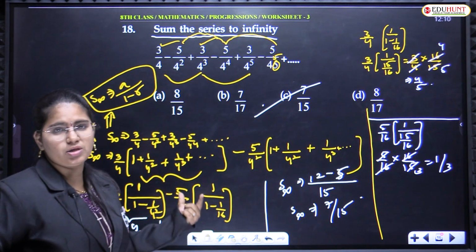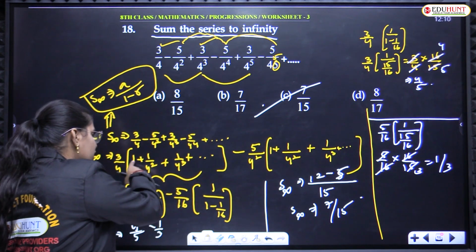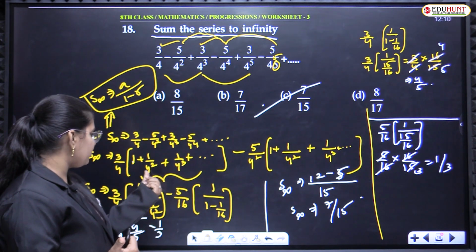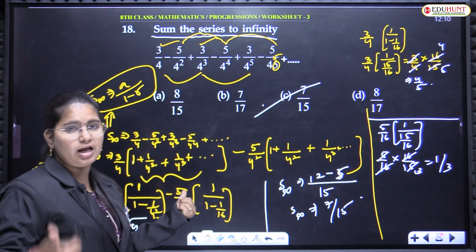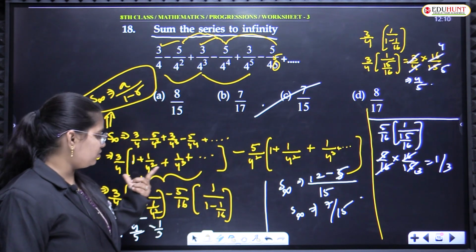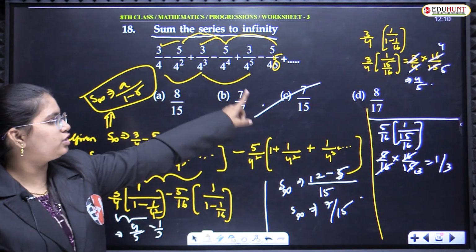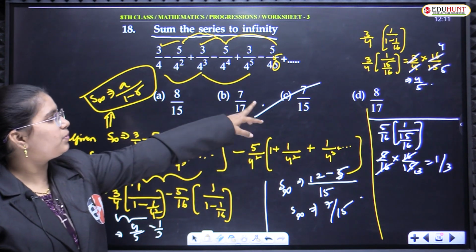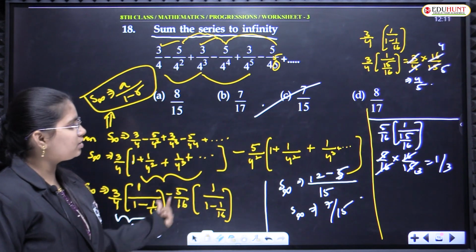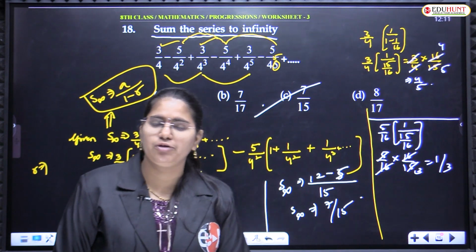How do you say it is in GP, ma'am? Because we have a common ratio between these two terms. 1 by 4 square and 1 is 1 by 16, a ratio. And 1 by 4 cube and 1 by 4 square is again 1 by 16. So we have 1 by 16 as the common ratio between the terms. I substituted and calculated both the terms individually. Simplified, in the place of the first term I got 4 by 5, and 1 by 3 in the place of the second term. I again took the LCM and got the answer 7 by 15.